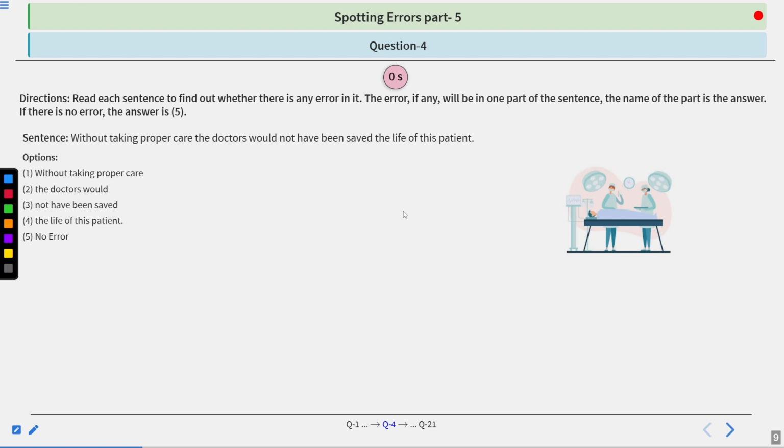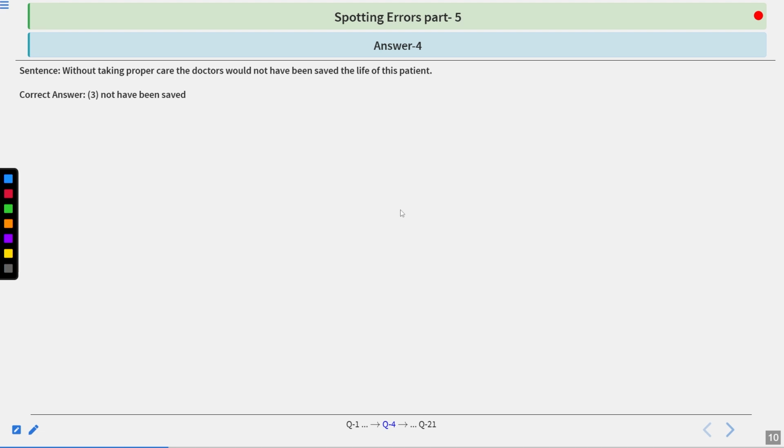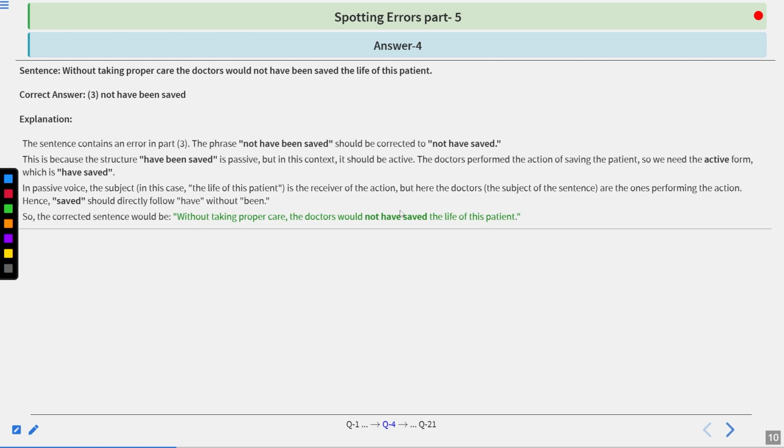I hope you have found the answer. Let's look at the correct answer. The correct answer is 3, not have been saved. Let's look at the explanation. The explanation is, the sentence contains an error in part 3.